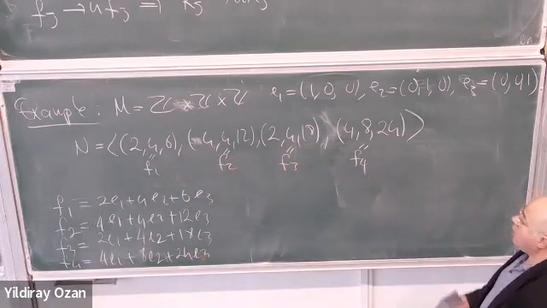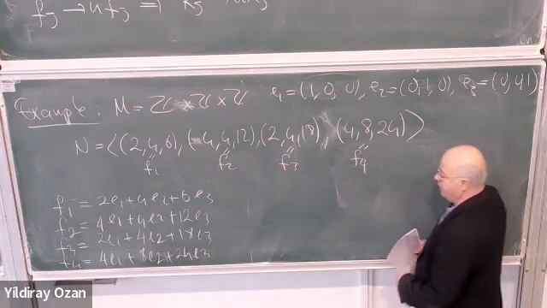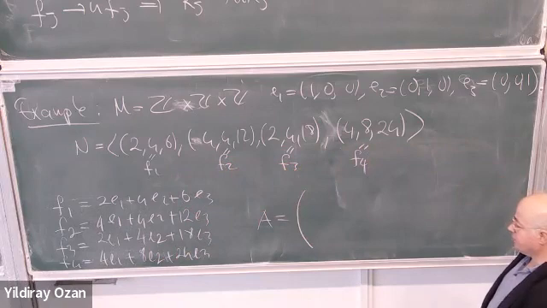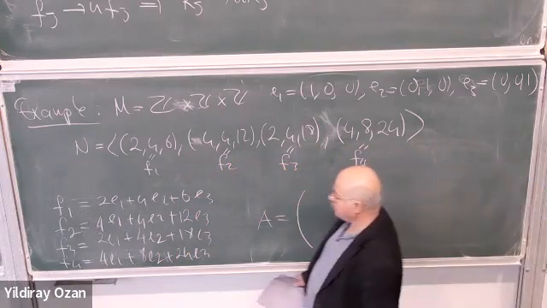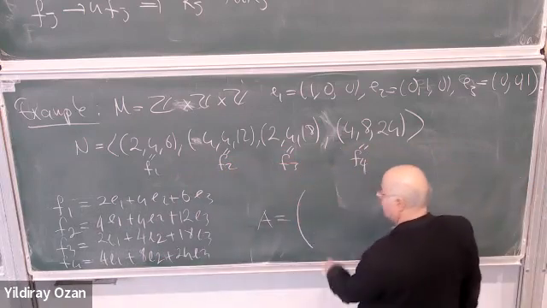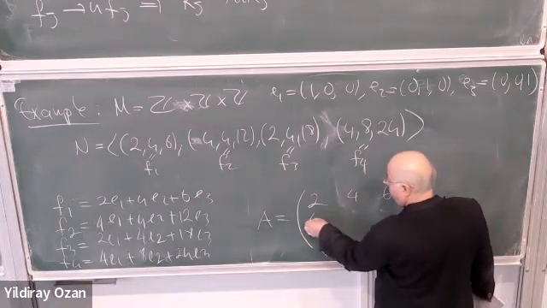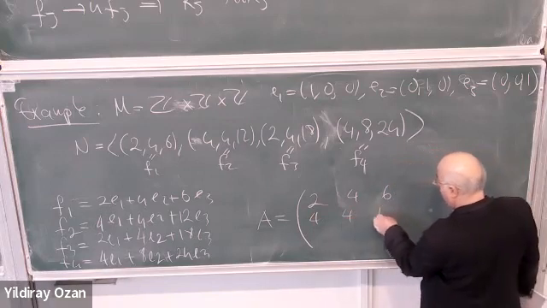Okay, so our matrix A is what? Coefficient matrix. I'll just take this and write like this 2, 4, 6, 4, 4, 12.